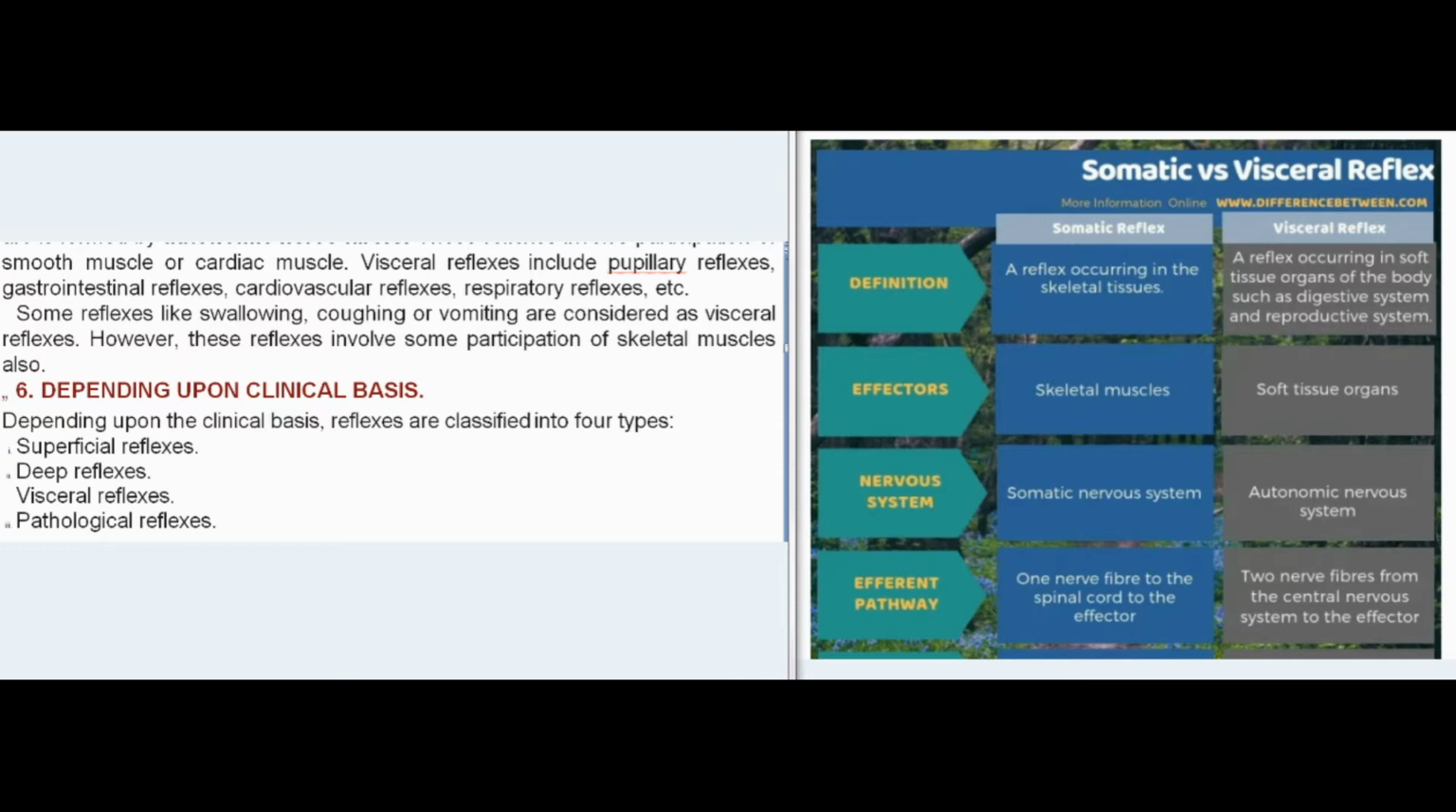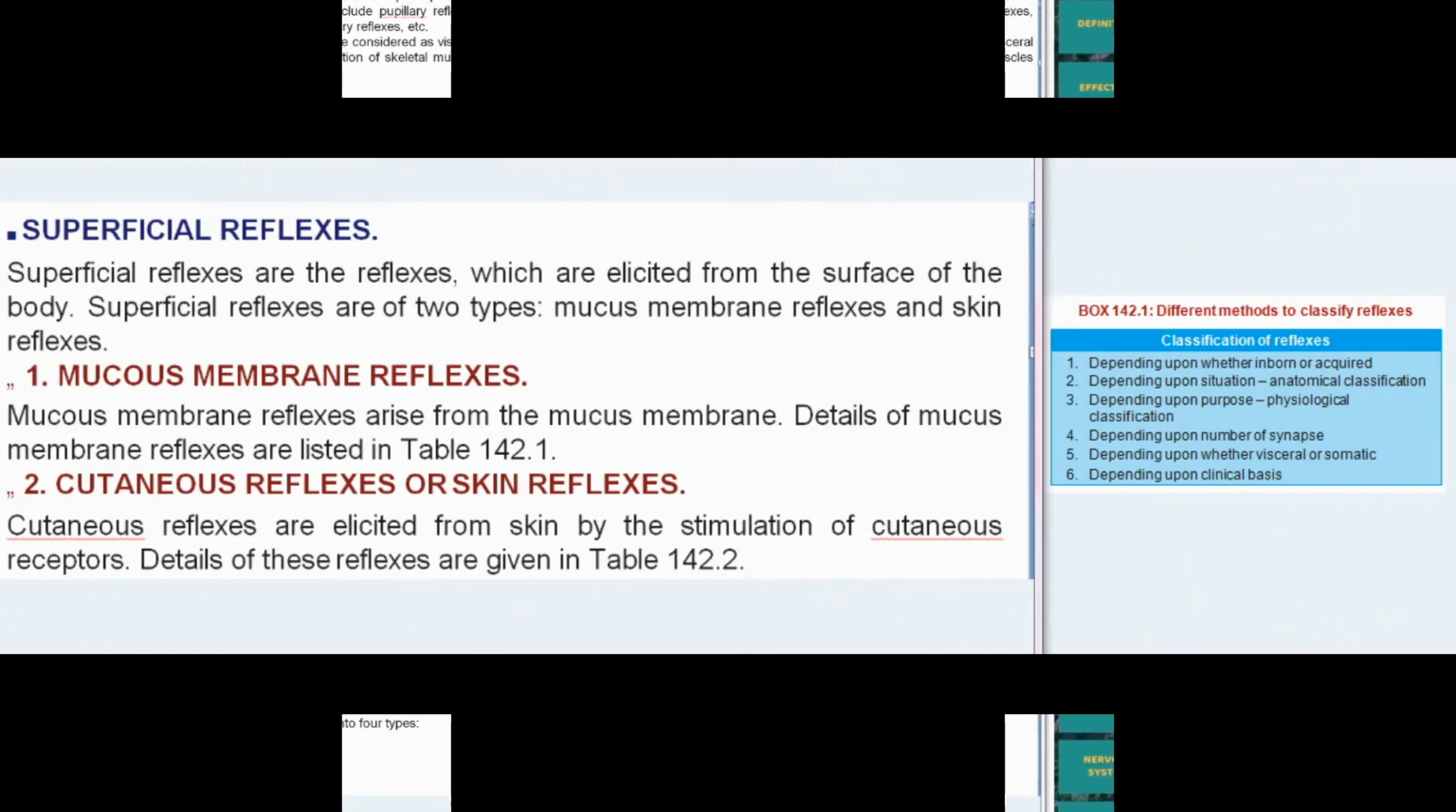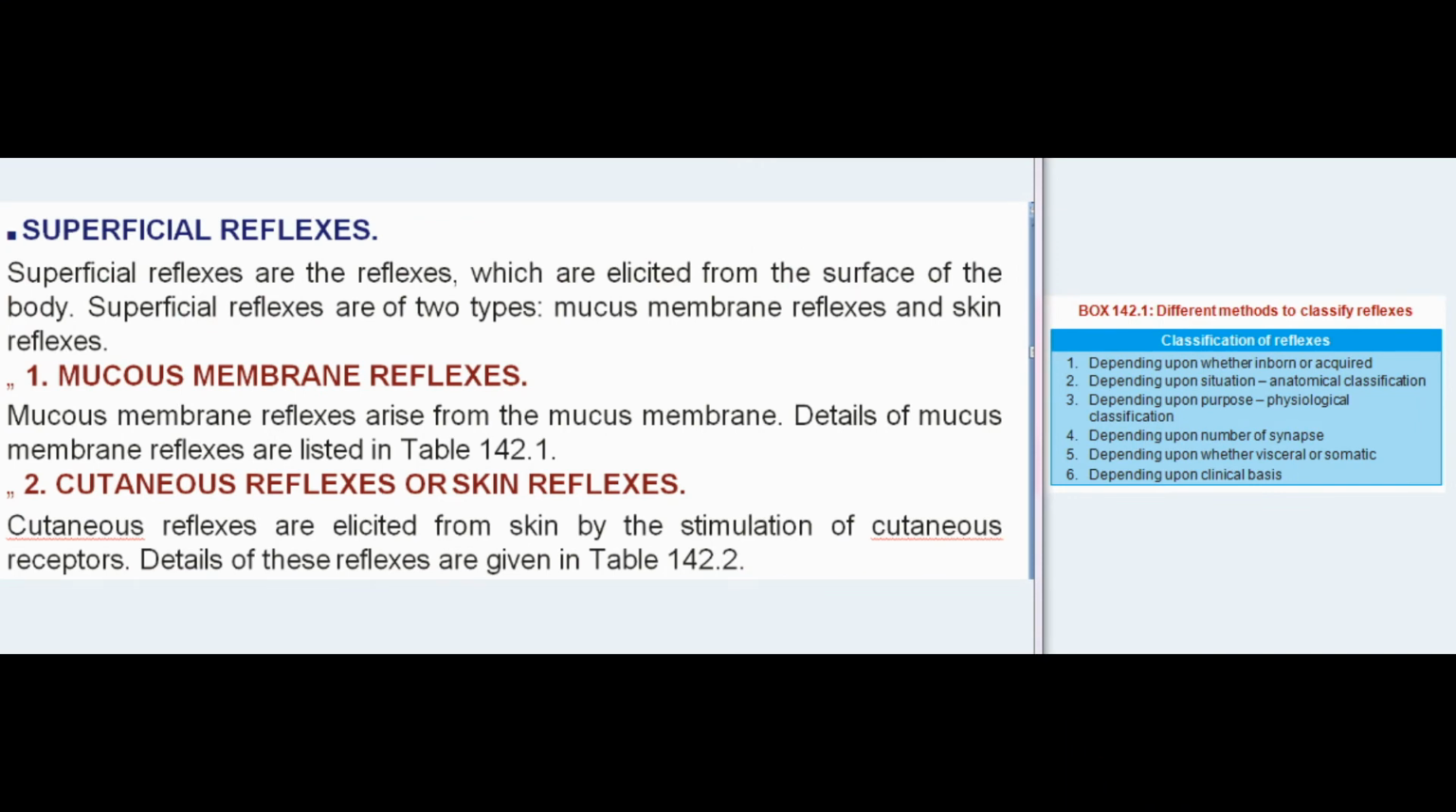6. Depending upon clinical basis. Depending upon the clinical basis, reflexes are classified into four types: superficial reflexes, deep reflexes, visceral reflexes, pathological reflexes. Superficial reflexes. Superficial reflexes are the reflexes which are elicited from the surface of the body. Superficial reflexes are of two types: mucous membrane reflexes and skin reflexes. 1. Mucous membrane reflexes. Mucous membrane reflexes arise from the mucous membrane.